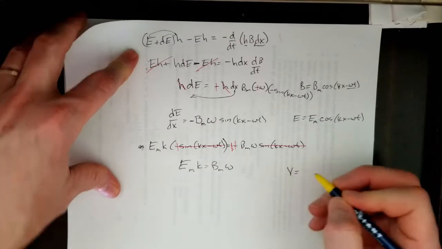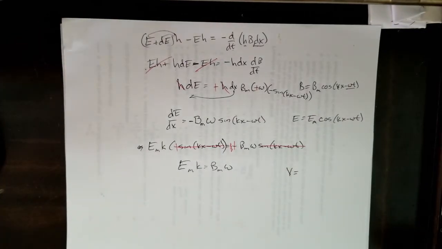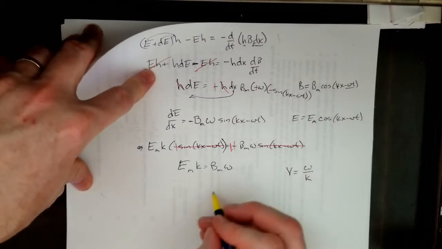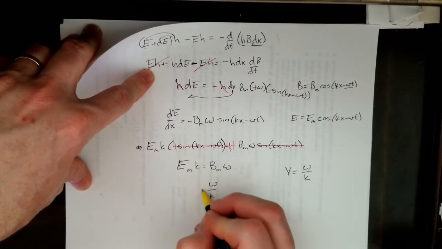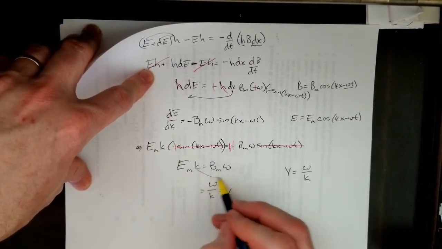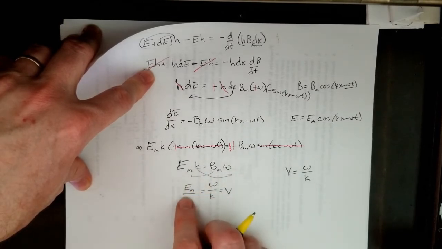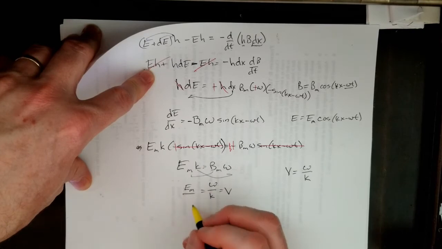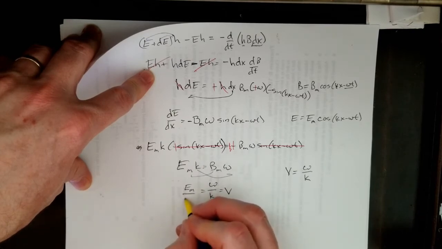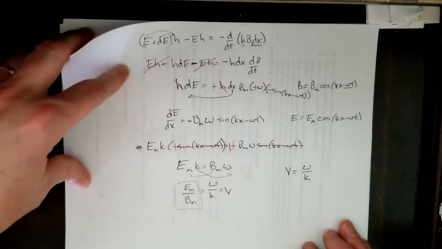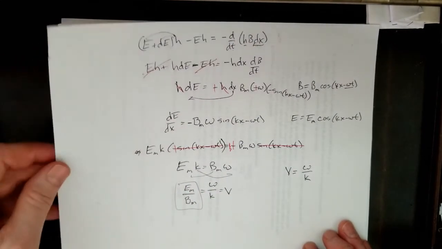We'd already looked at the fact that the speed of the wave is equal to omega over k. So omega over k, which is equal to the speed, so bring that over here, is equal to the amplitude of the electric field over the amplitude of the magnetic field. We are halfway there.